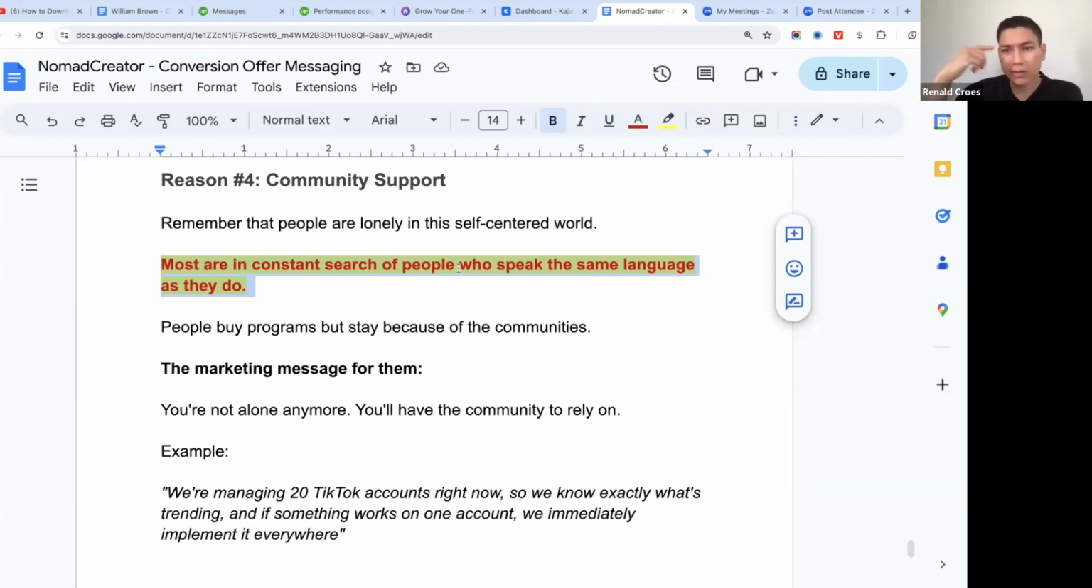So what you want to think of, if you create your offer and you sell it, are you going to behave the same way? Okay, so if you behave the same way, you're basically perpetuating the same problem that already exists in the market, and people will reject you.